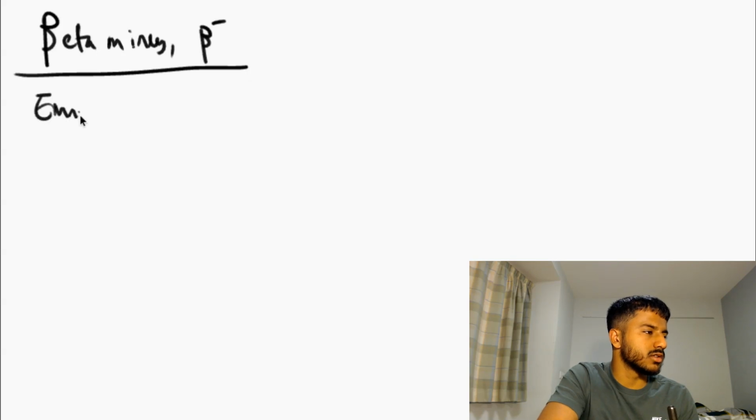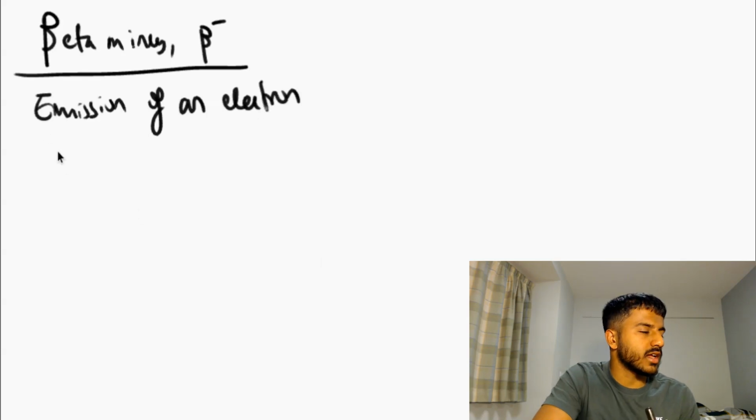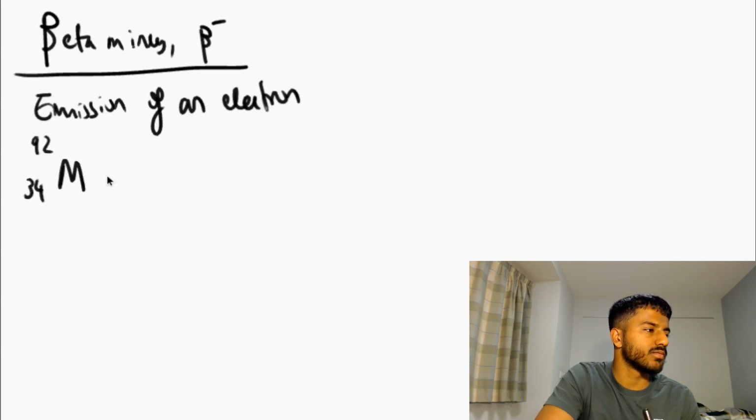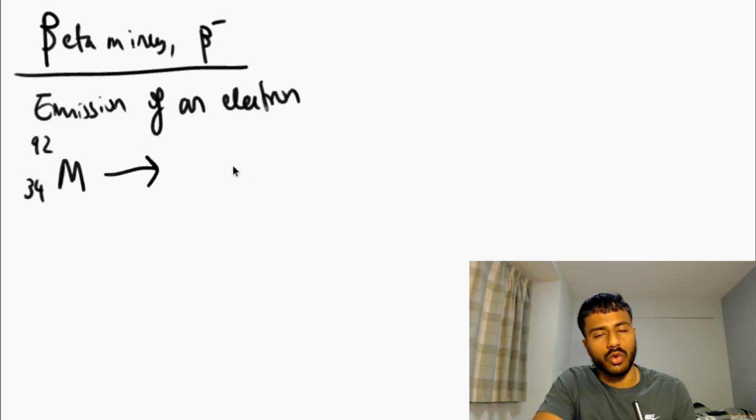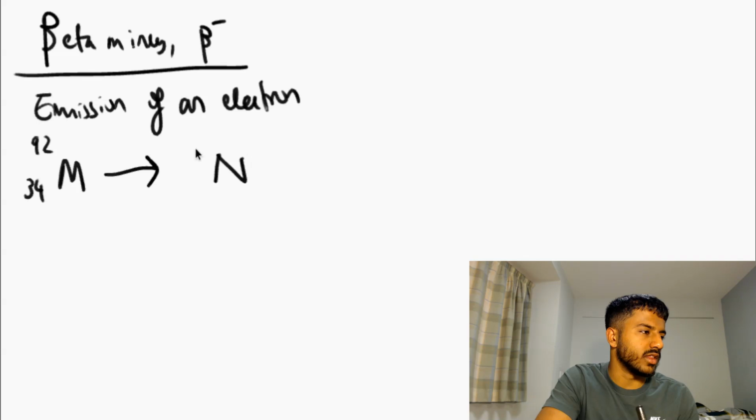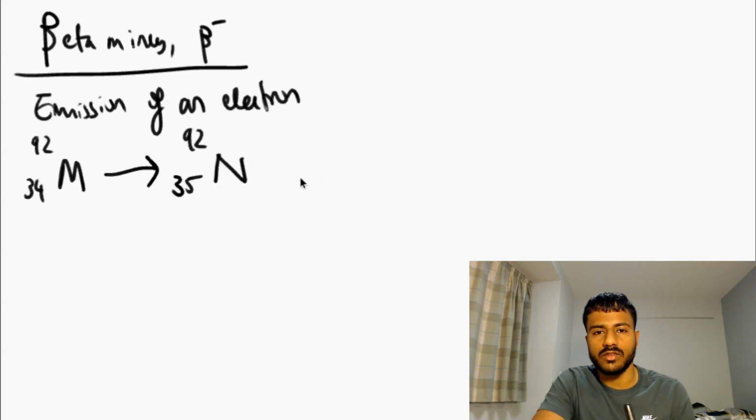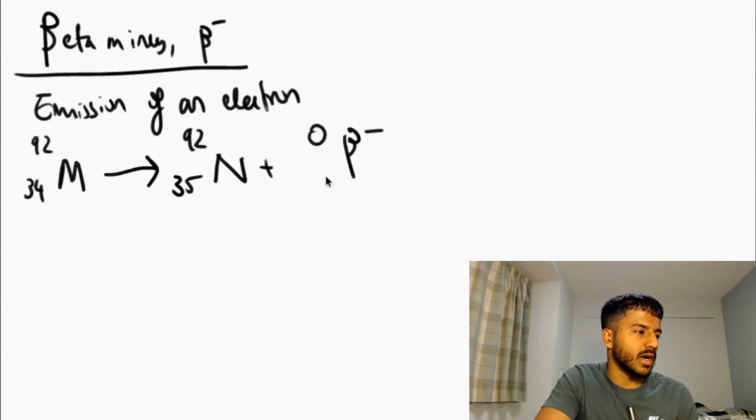Now beta minus decay, or this beta minus particle, is literally the emission of an electron. Let's say we had this element M with an atomic number of 92 and a proton number of 34. If this were to undergo beta minus decay, it would form this element N with an atomic number of 92 and a proton number of 35, whilst emitting this beta minus particle.